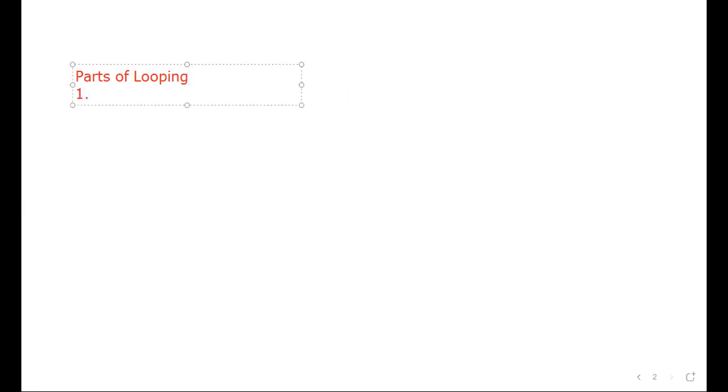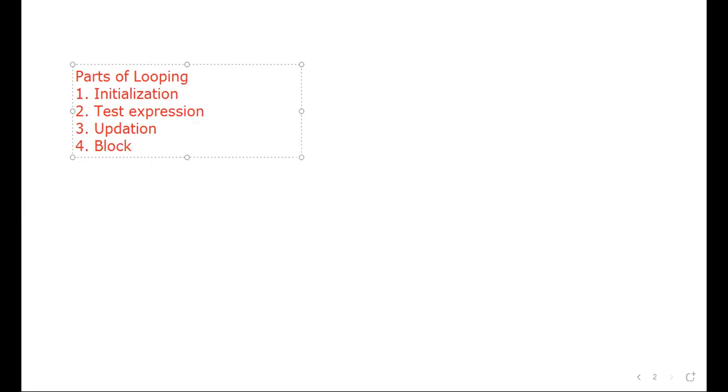Now parts of looping, I'll just write once again. First is what? Initialization. Second is test expression. Then third is updation. Then fourth is block of code. Simply we write it as block also, block of code, which we repeat.